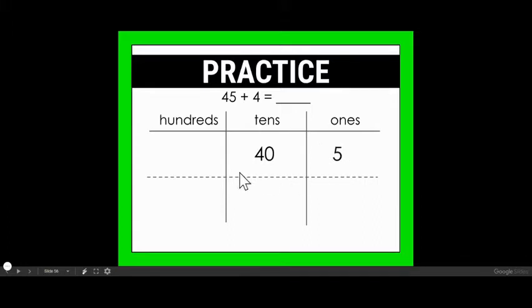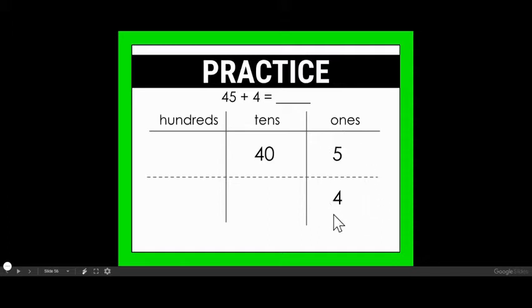So just like last week, our first add-in goes above the dotted line, and our second add-in will go below the dotted line. So 45 can be branched as 40 and 5. It's 4 tens and 5 ones. Now let's look at our second add-in. Our second add-in is 4. Does it have any hundreds? Nope. Does it have any tens? Nope. But it does have ones. It has 4 ones.